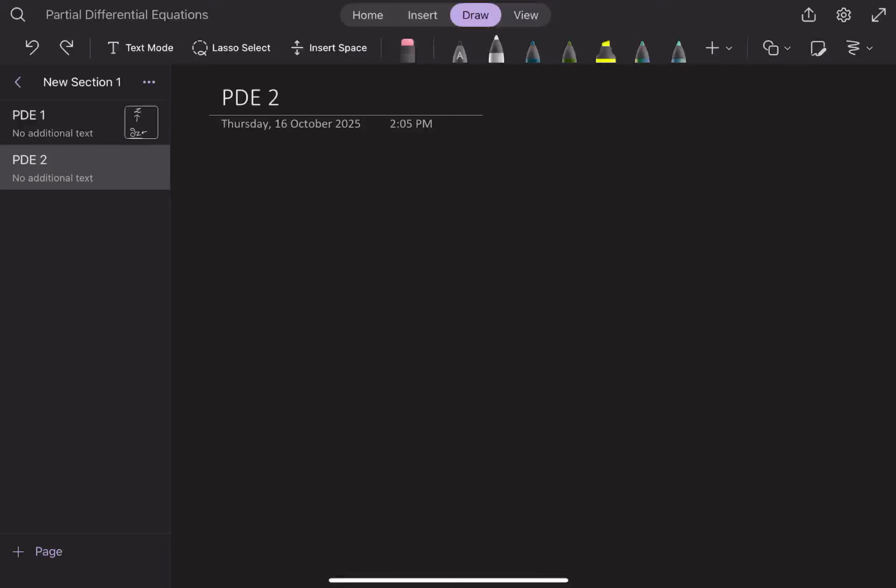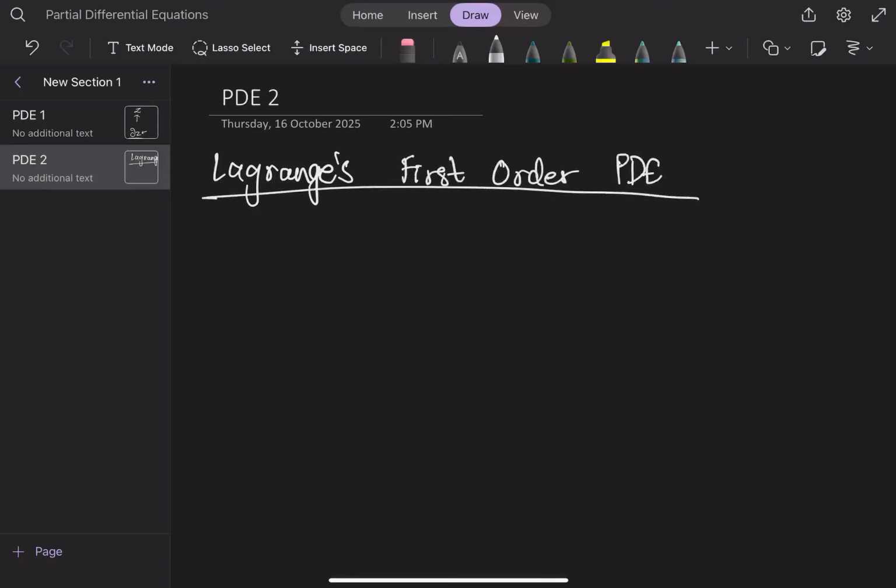So today we are gonna start Lagrange's first order PDE. So basically this will be of the form Pp plus Qq is equal to R, where P, Q and R are again functions of x, y, z.